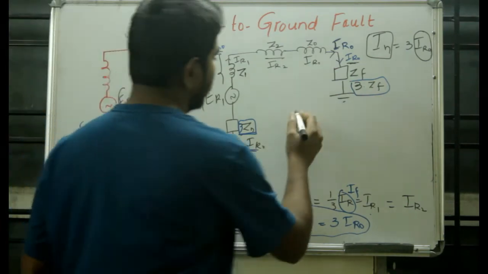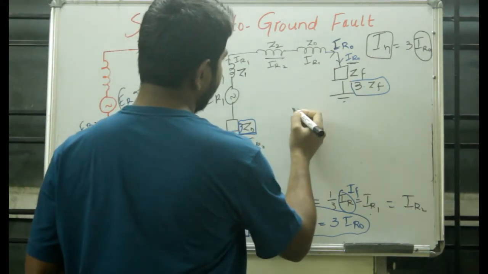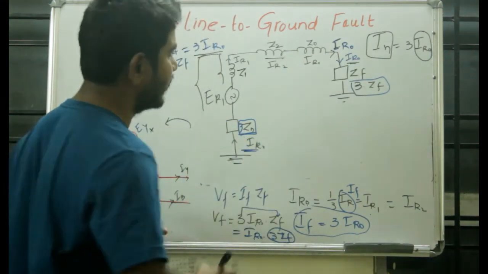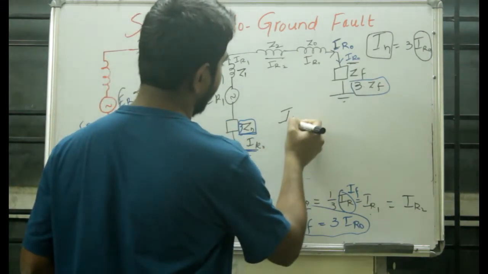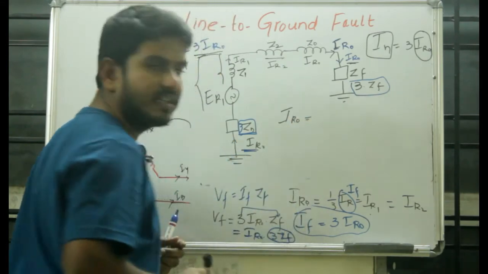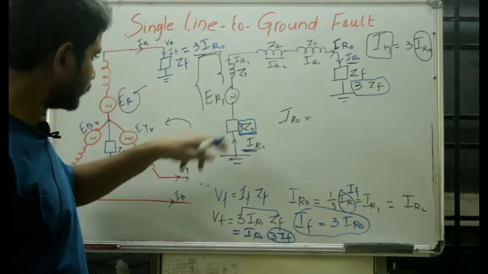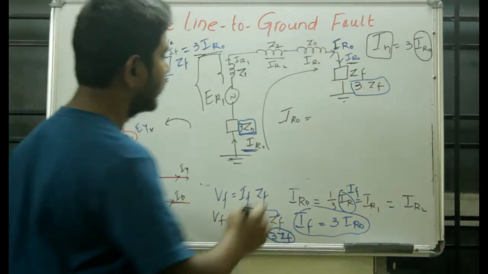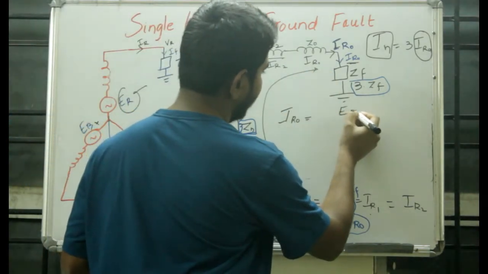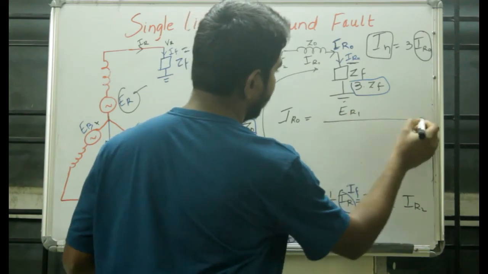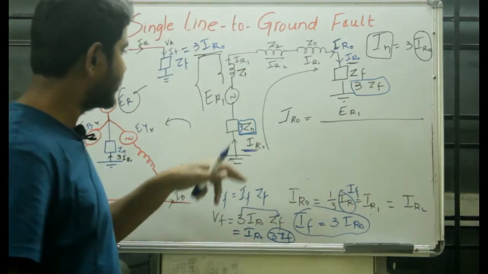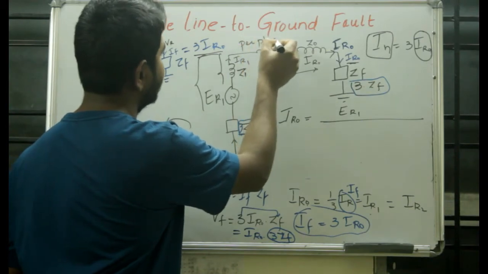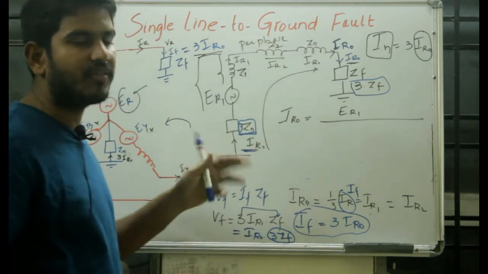Okay, so initially, your zero sequence current IR0 will be simply given by the voltage we have here, ER1, upon the total impedance. Please remember this is a per phase diagram, which means you will have per unit values only here.